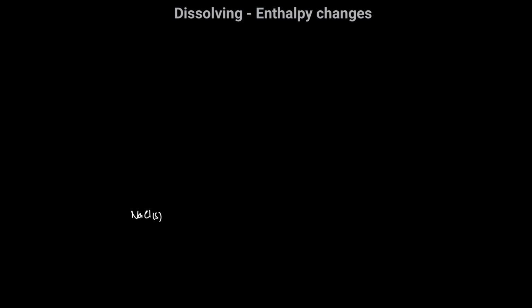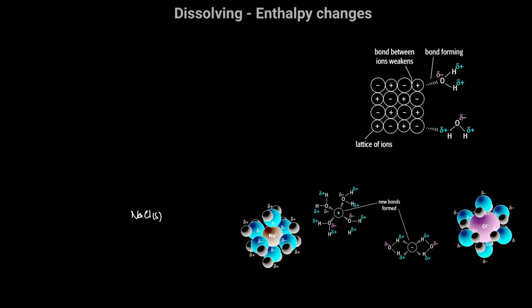Okay, let's start with sodium chloride in the solid state. Here I have a lattice of sodium chloride, solid sodium chloride. Now what I want to do is dissolve sodium chloride in water. When sodium chloride dissolves in water, I have these free aqueous ions: the sodium cation surrounded by water molecules, and the chloride ion over here also surrounded by water molecules in aqueous solution.